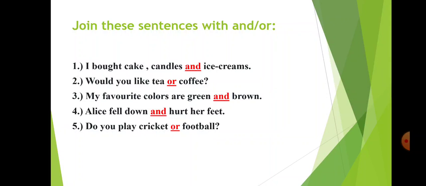Lastly, the fifth one, do you play cricket dash football? So here we are asking a particular person whether he or she likes to play cricket or football. We are asking about the choice, right? So we will be using the conjunction or.